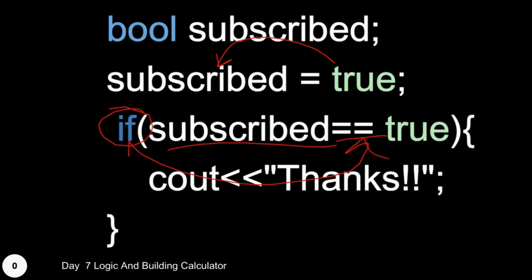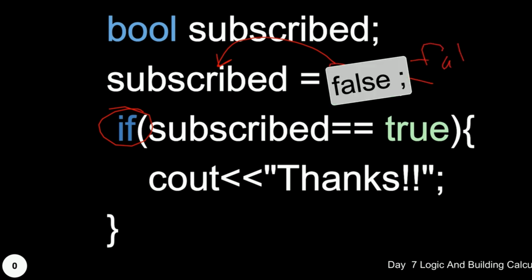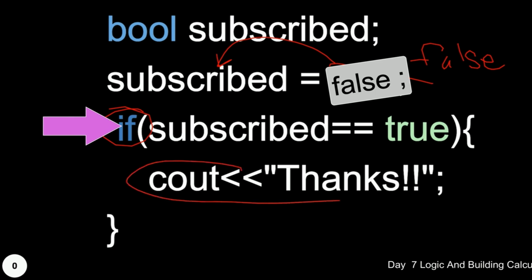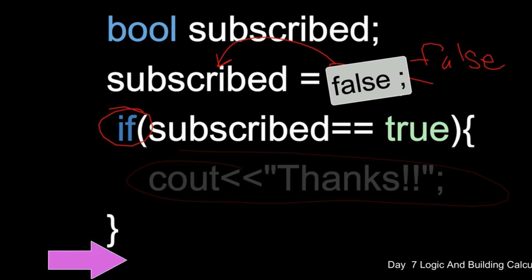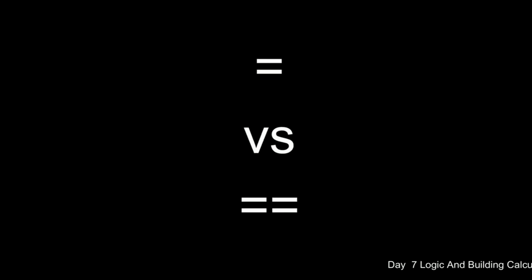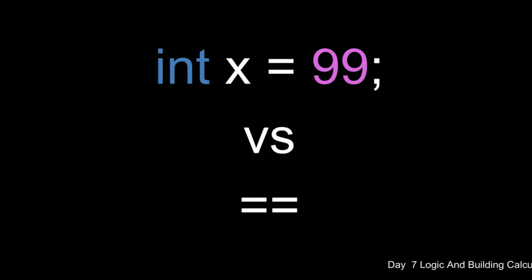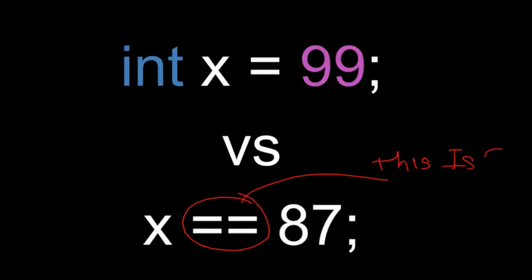So let's say we said subscribe equals false. That means when we get into our if statement, we will not see the word thanks printed with our output. The program execution will skip the portion of code within the curly braces. So the difference between the single equals symbol is that means we are assigning a value to our variable, and the double equals means we are checking to see if this expression is true or false.